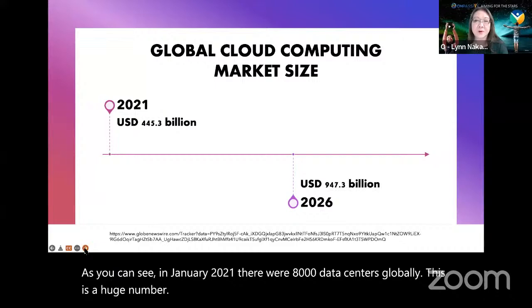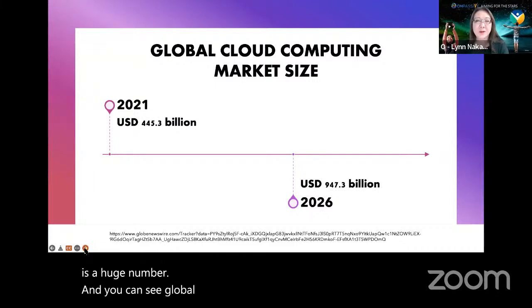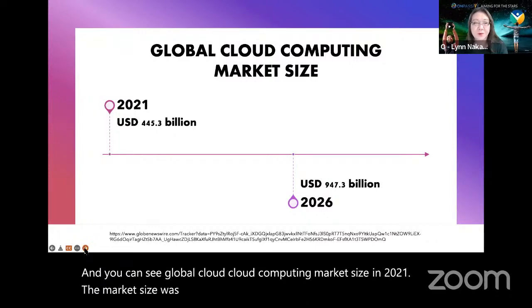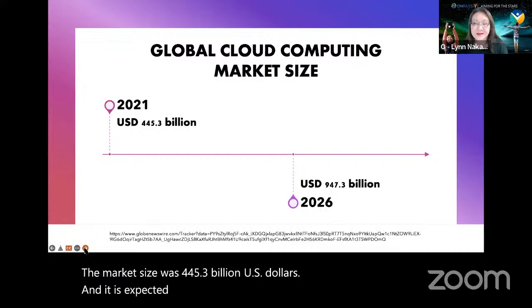And you can see the global cloud computing market size. In 2021, the market size was $445.3 billion US dollars. And it is expected that in 2026, that market size will increase to $947.3 billion.